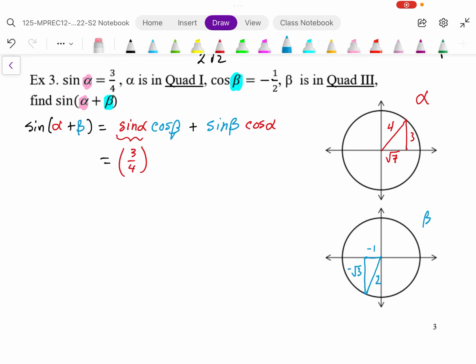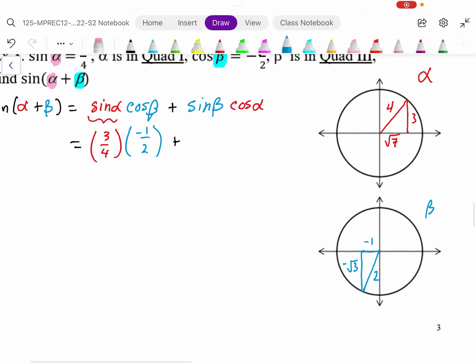Then I have cosine beta. So I go to the beta picture. Cosine beta is -1 over 2 plus sine beta. So I go to my beta picture. Sine, if I take a look at that, it's going to be negative root 3 over 2. Again, I just want to emphasize what I'm doing is replacing that whole sine beta with the ratio. Please do not write in anything that looks like this. This is immediately wrong. We don't take the sine of the ratio. The sine beta is the ratio negative root 3 over 2.